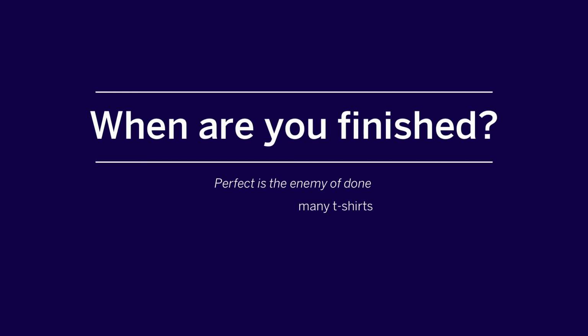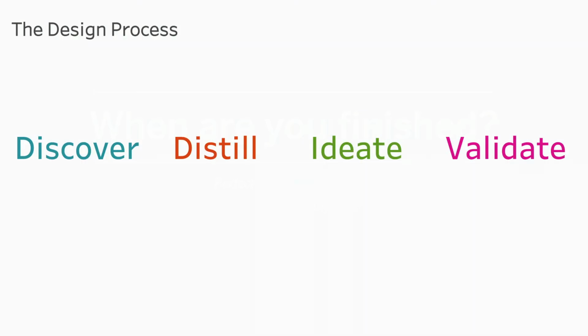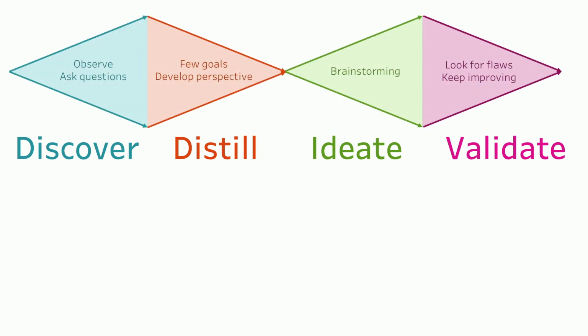So let's recap. We've gone through this design process: discover, distill, ideate, validate. And I want to touch on one more way to think about this process. This is called the double diamond. The reason that it's displayed like this is because the diamond kind of represents how many ideas and what type of thinking you're doing.